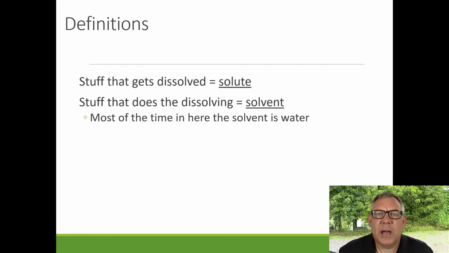Okay, so we've got to just define some terms here so that we're all using the same language. Stuff that gets dissolved is called the solute, and stuff that does the dissolving is called the solvent. And most of the time the solvent is water, right? Any liquid could be a solvent, but in biology it's water. And so things get dissolved in water. So solutes get dissolved in solvents.